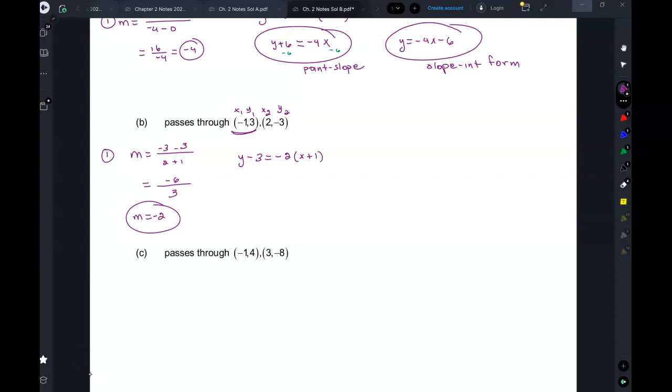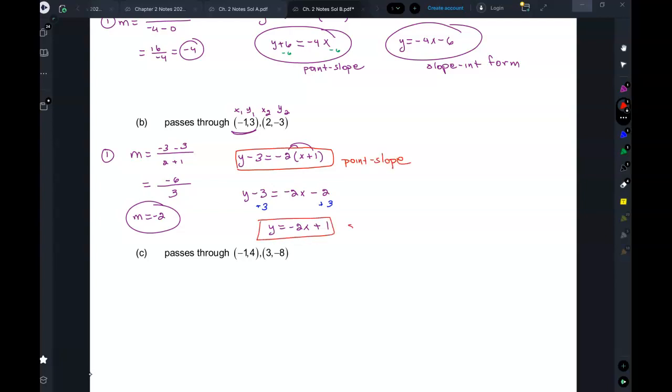We should have started with this. Now what we do is we distribute. So I get y minus 3 equals negative 2x minus 2. Add 3. Add 3. So y equals negative 2x plus 1. So if you didn't get that, make sure you fix. Okay, on your answer space, you would write this one for point slope and this one for slope-intercept. Okay?